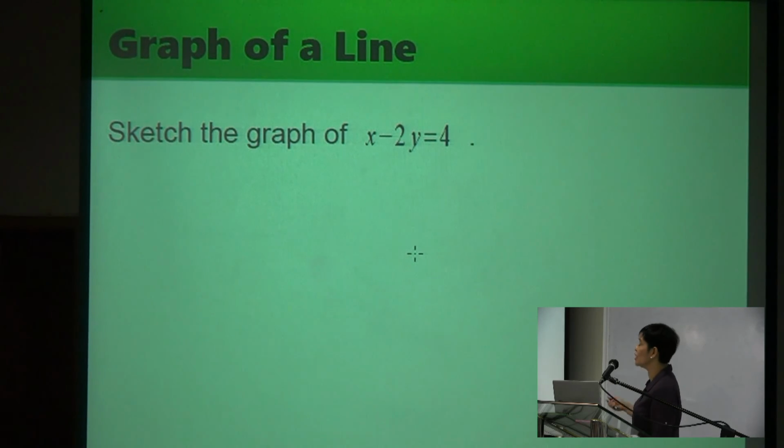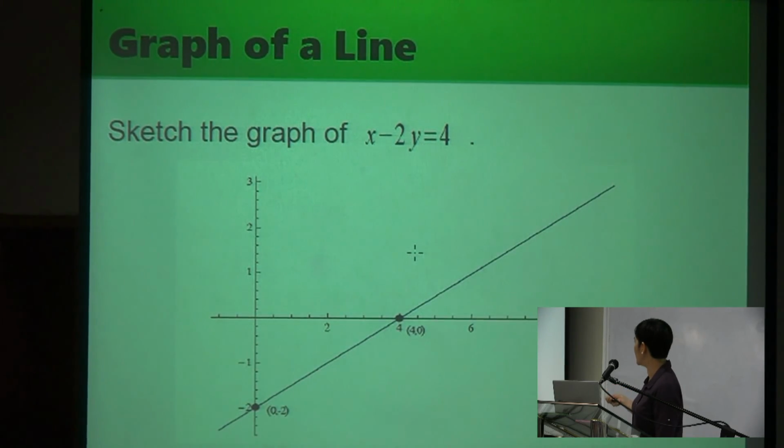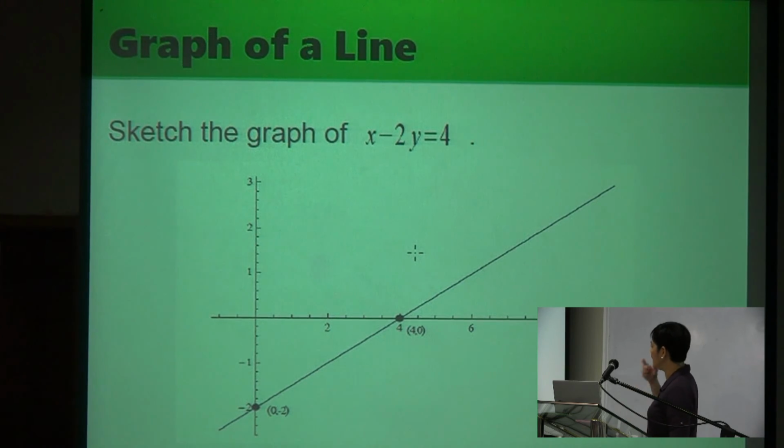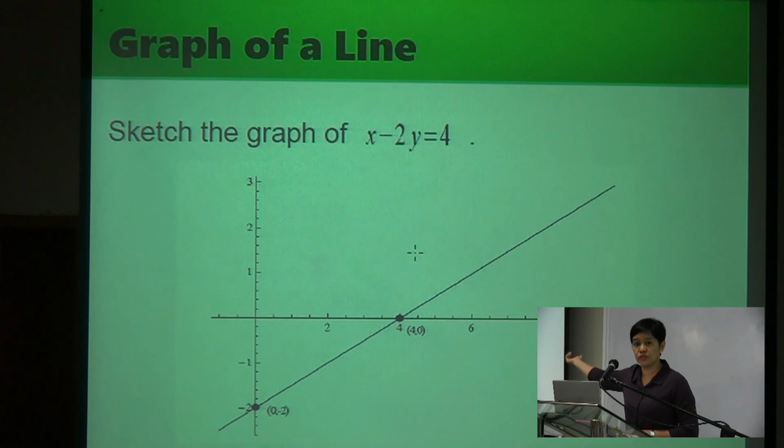By just the definition of the y-intercept and the x-intercept, they were able to compute. Not all of them, but most of them. So for the x-intercept, obviously, it is 4. And for the y-intercept, it is negative 2. Okay? And then, basically, I do not show this graph first.